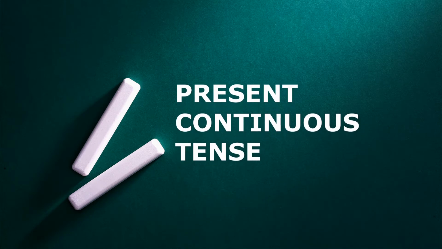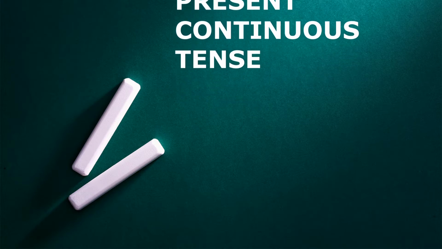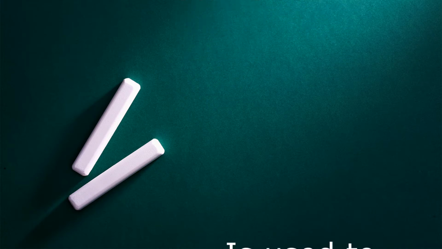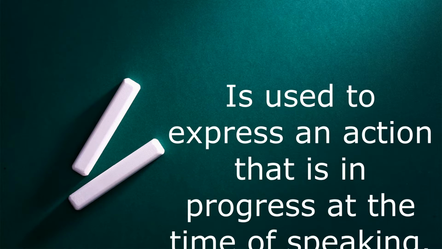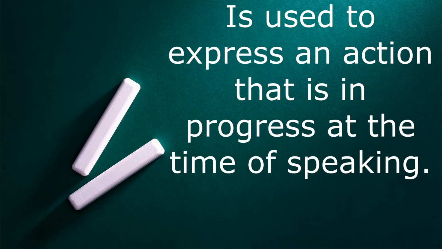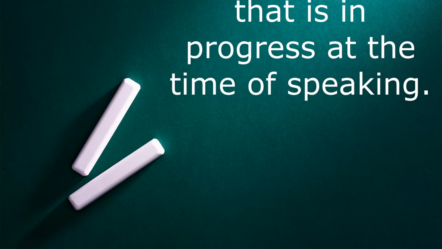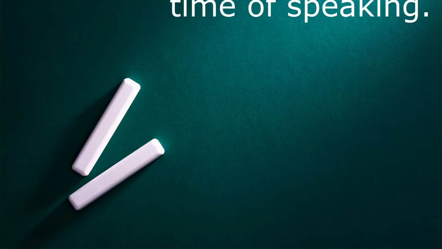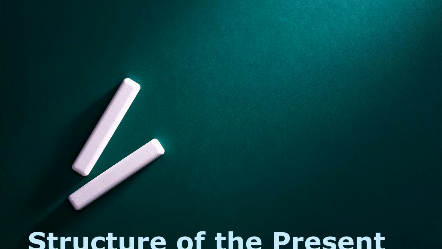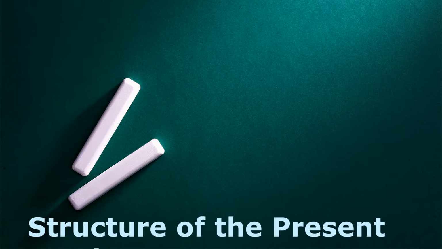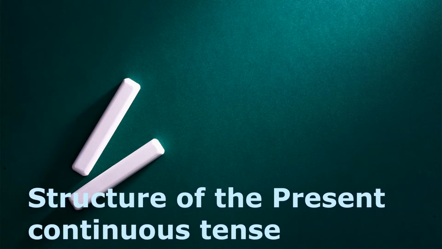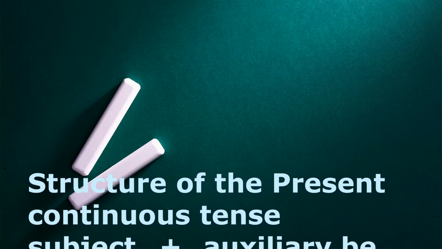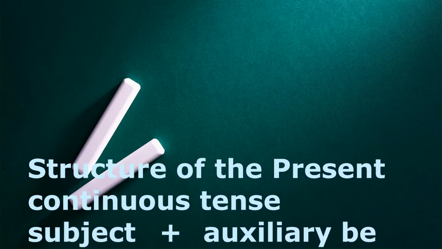Today I'll start with present continuous tense. The present continuous tense is used to express an action that is in progress at the time of speaking. Structure of the present continuous tense: subject plus auxiliary be conjugated in present simple, am, are, and is.